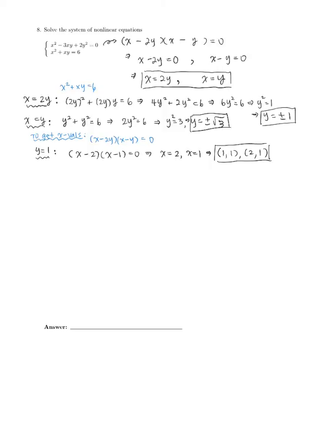Okay, now let's go with y equals negative 1. Using the same equation, you're going to have x plus 2, and then, wait, hold on. x plus 2, and then x minus negative 1, so it's a plus 1, equals 0. So we got x equals negative 2, and then x equals negative 1.